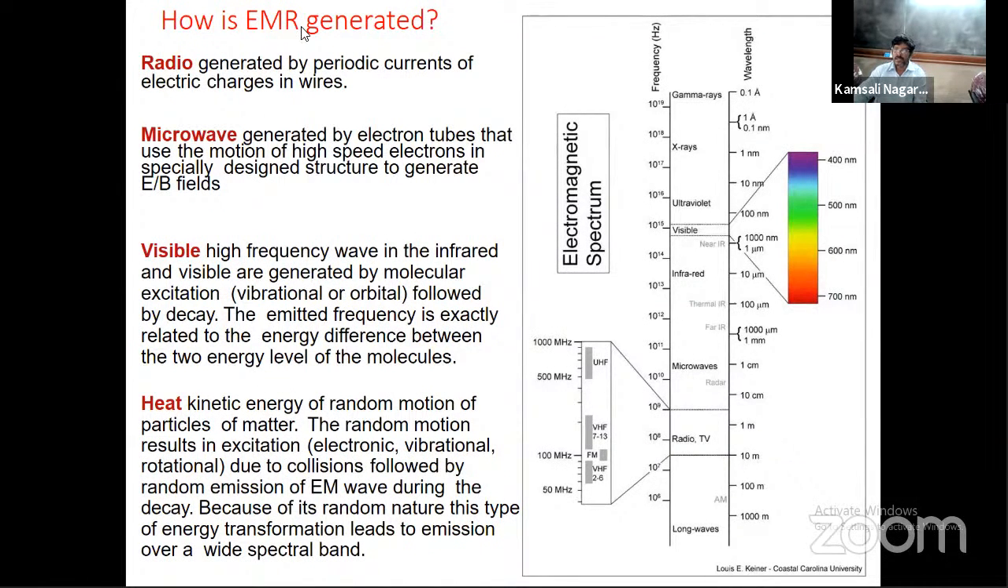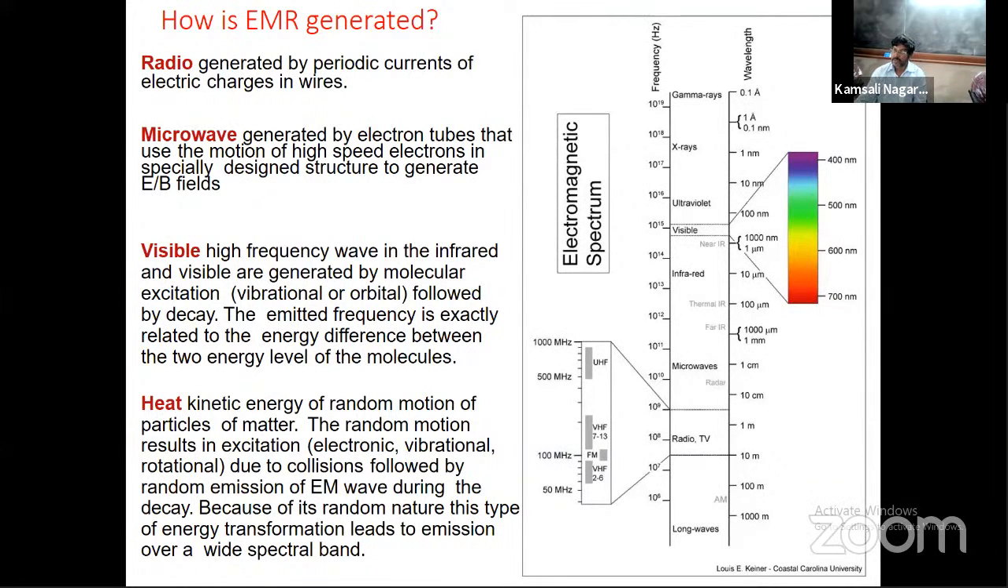Here, how electromagnetic radiation is generated, we can broadly specify in terms of radio waves, microwaves within this region, or the small visible portion of the spectrum. Radio waves are generated by periodic changes in the currents of electric charges in wires. For example, if you allow electricity to pass through a wire, radio waves get generated. It is a combination of E and B, the electric and magnetic fields, that can be generated in a wire.